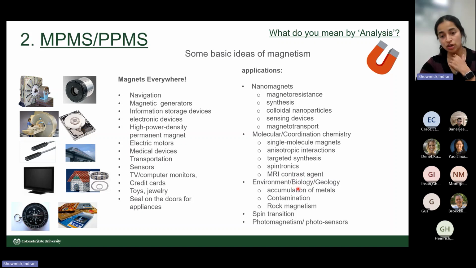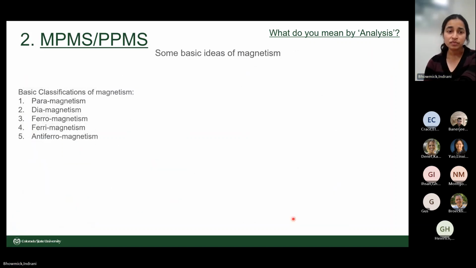Environmental biology and geology have a need for magnetic measurements, and photomagnetism is very interesting because photodiodes and sensors in a magnetic field can combine those measurements, and we can do that here using the MPMS and PPMS as well.